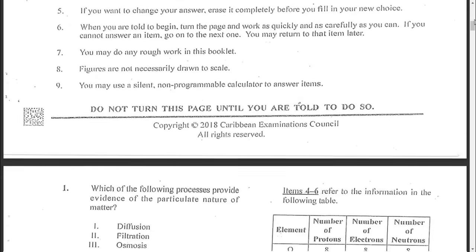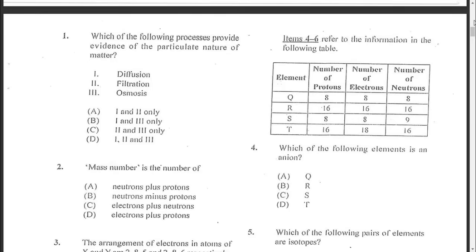So let us begin. Which of the following processes provide evidence of the particulate nature of matter? And that's diffusion and osmosis. Filtration is a separating technique. So it's 1 and 3, that's B. Question 2, mass number is the number of A, neutrons plus protons, that's it.